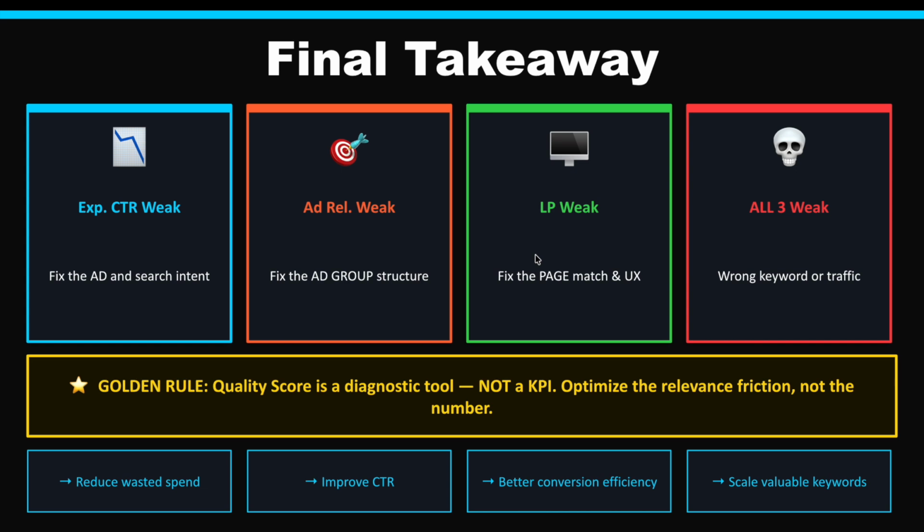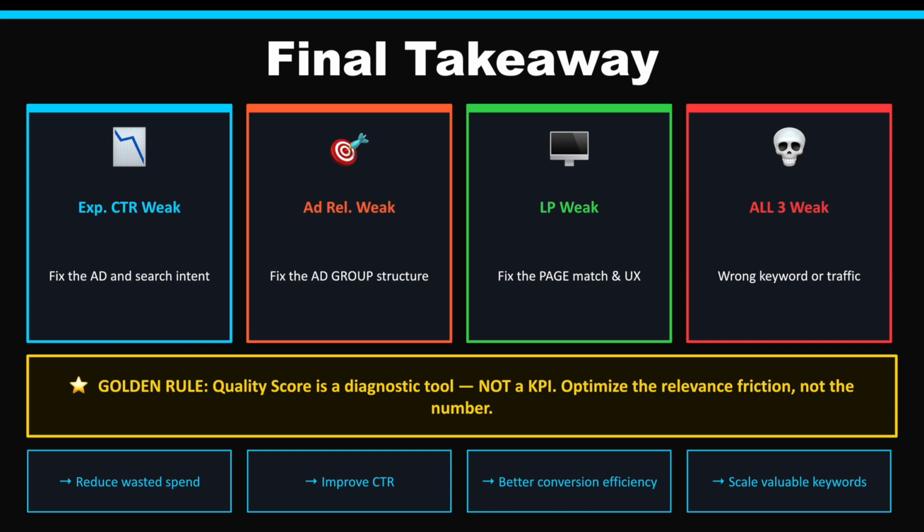Now look at the golden rule in the yellow box. Quality score is a diagnostic tool, not a KPI. Optimize for relevance, not the number. And look at the 4 boxes here at the bottom. This is what weekly quality score analysis actually does for your business. It reduces wasted spend, it improves CTR, it gives you better conversion efficiency, and it helps you scale the keywords that are actually working.